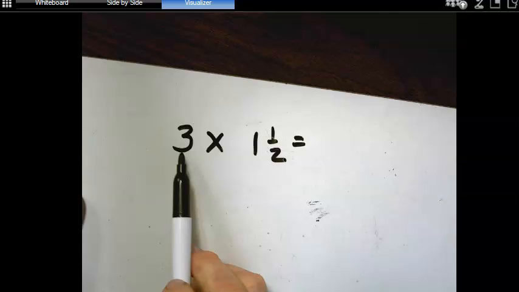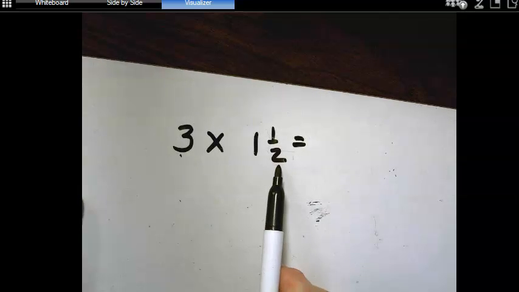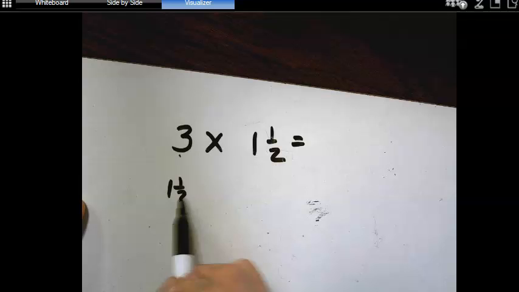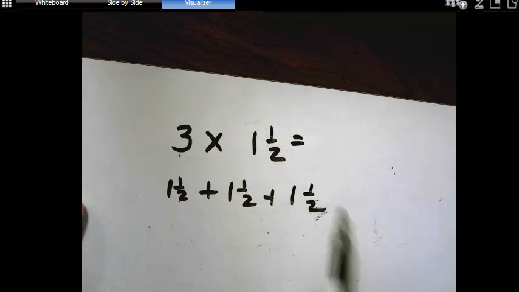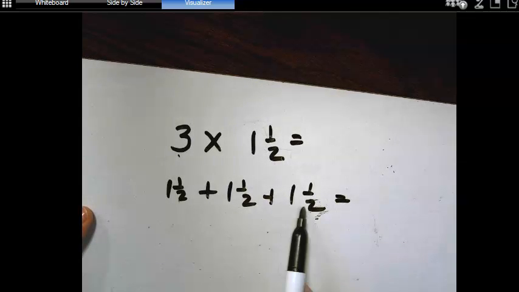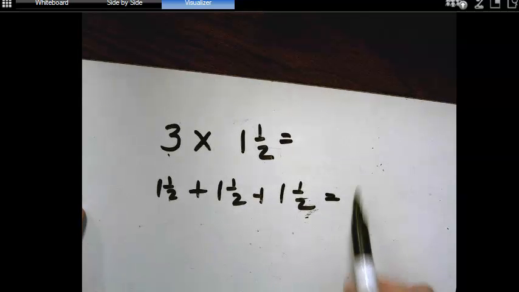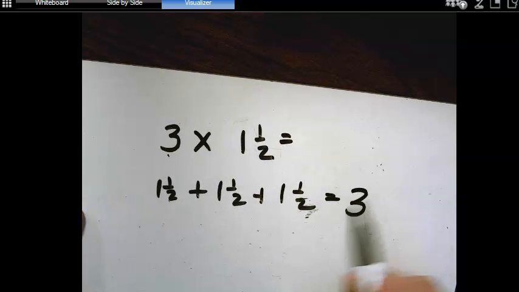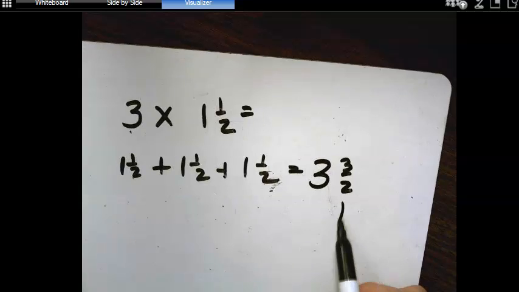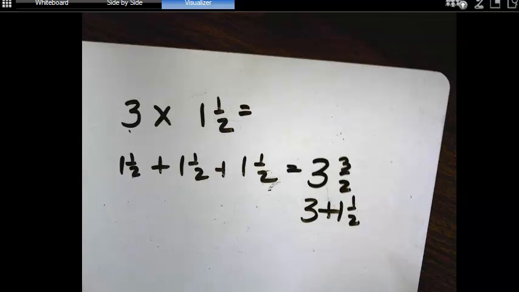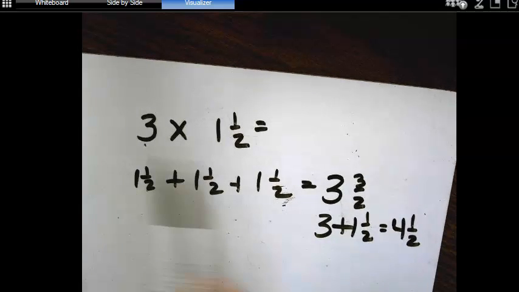Now you know that if I have 3 groups with 1 and 1/2 in each one, you could think of that as 1 and 1/2 plus 1 and 1/2 plus 1 and 1/2, which you know is going to equal 3 wholes, and then a half plus a half plus a half, that's going to be 3 halves. So that is 3 and 3 halves. 3 halves is the same as 1 and 1/2. Add 3 with that and we get 4 and 1/2 for our answer. All right, so that's one way we could come up with that answer.